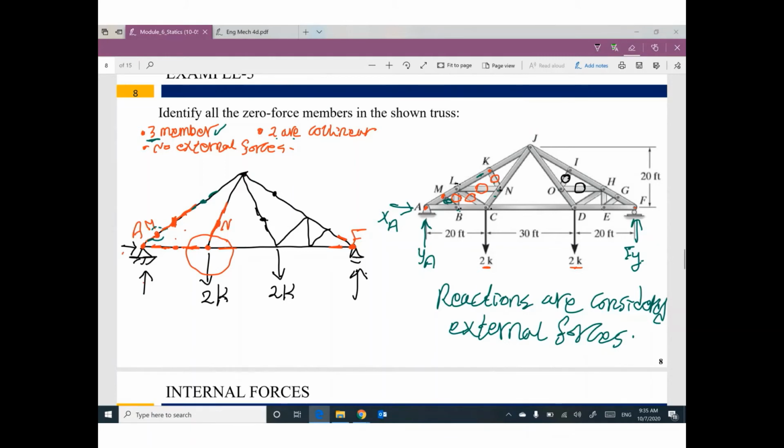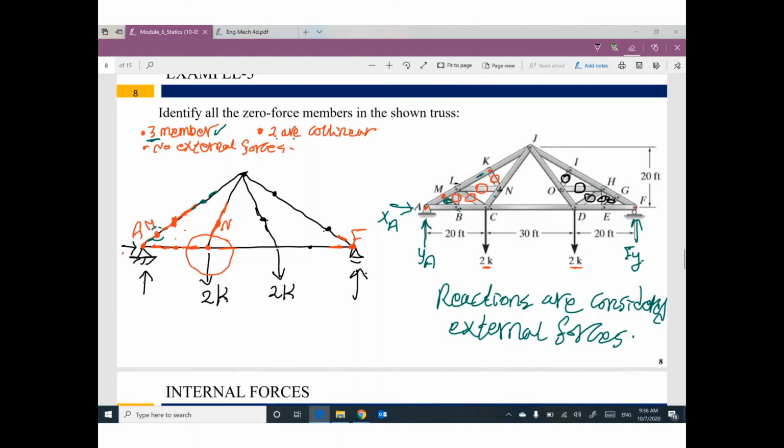So I'm done. I cannot say anything from here. So I will go for this member. At this joint, this member will be 0. Delete it. This member will be 0. I can delete it. This member will be 0. I can delete it. So the final shape of this truss looks like this.